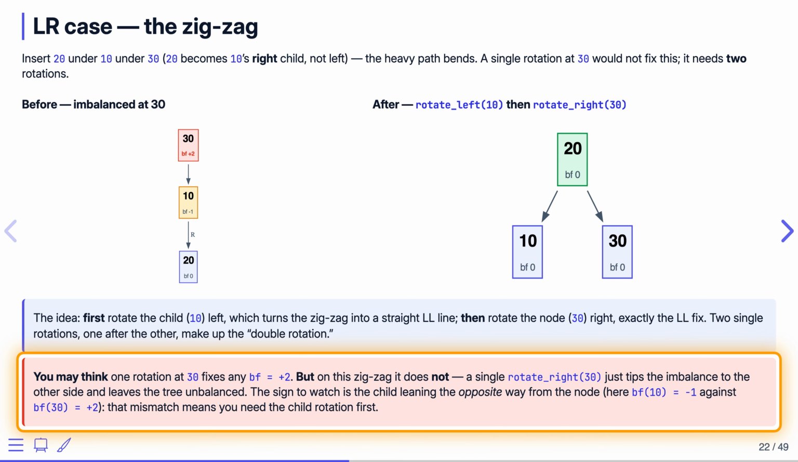You may think one rotation at 30 fixes any balance factor of +2, but on this zigzag it does not. A single right rotation just tips the imbalance to the other side. The warning sign is the child leaning the opposite way from the node. Here 10 leans -1 while 30 leans +2. That mismatch means you need the child rotation first.